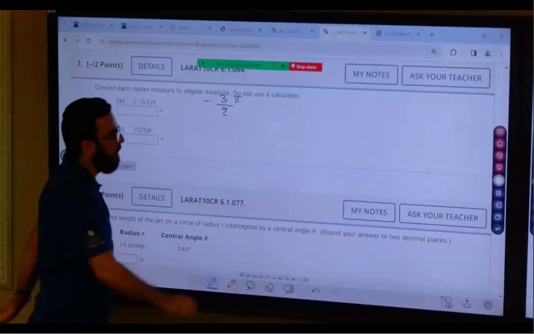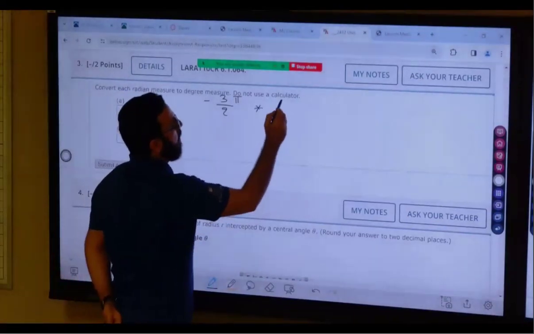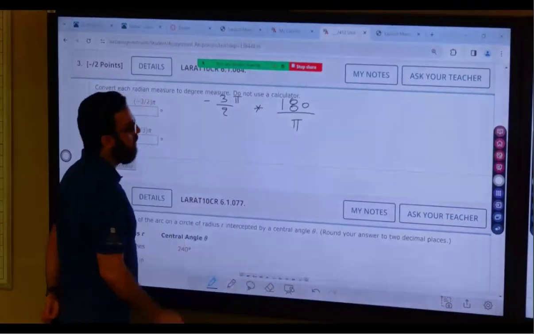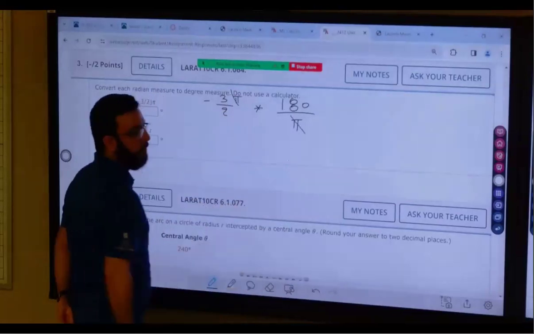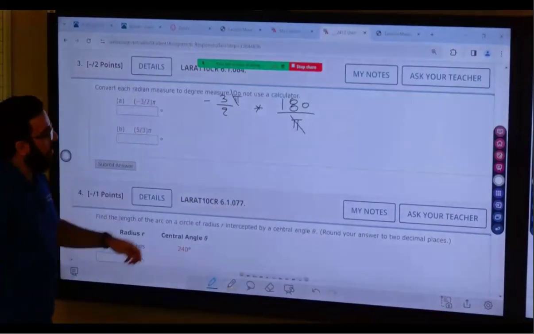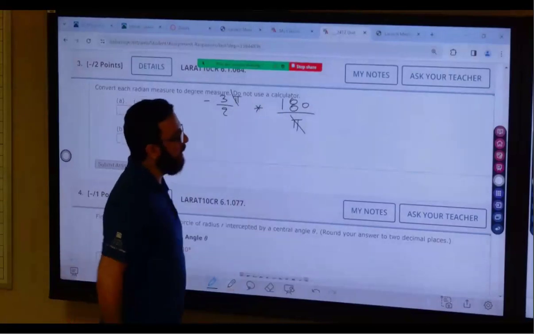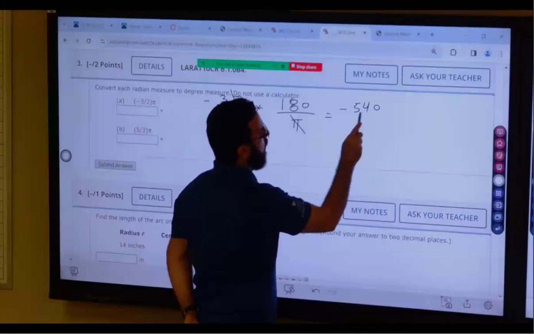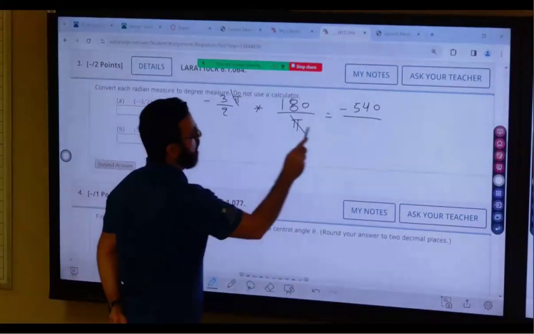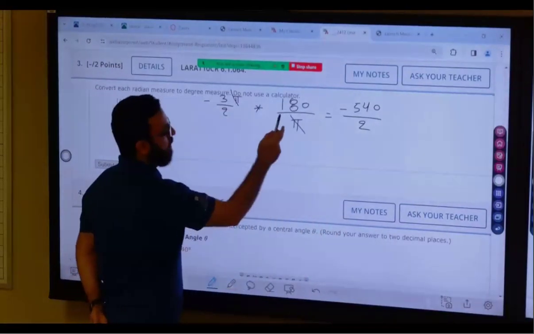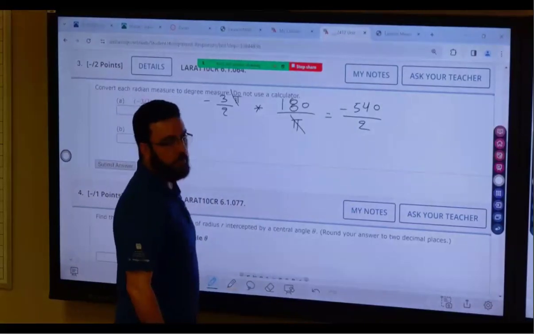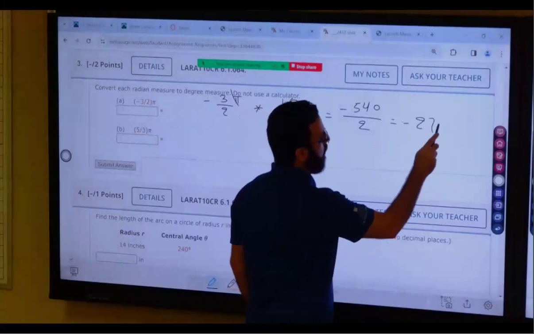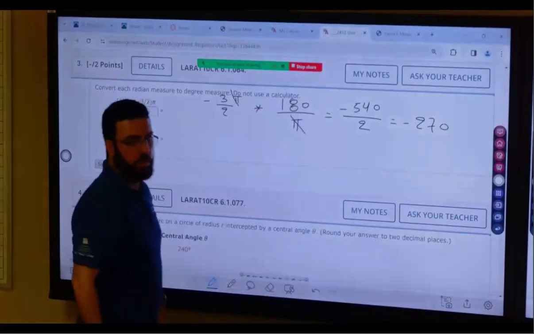So I'm going to multiply by 180 over pi. The first thing you're going to do is cancel the pi from here and the pi from here. Negative 3 times 180 is negative 540, over 2, because 2 times 1 is 2. Now negative 540 divided by 2 is negative 270. That's it. Is that hard?